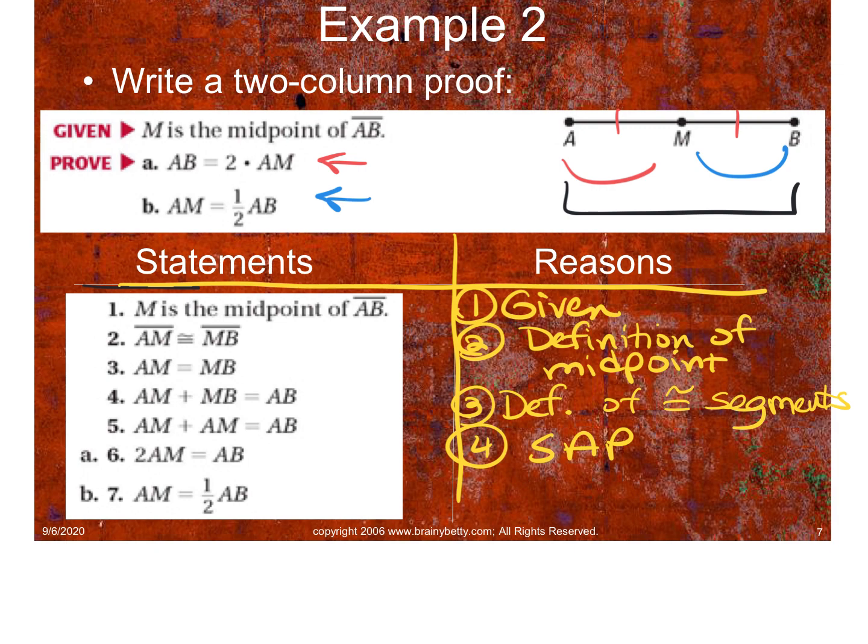Now, for 5, this time I'm going to look to see what they did from 4 to 5. Notice the only thing that changed was they changed MB to an AM. Now, if you remember, they told us MB equals AM. So that's what they did. They substituted AM for MB. So this is a substitution.